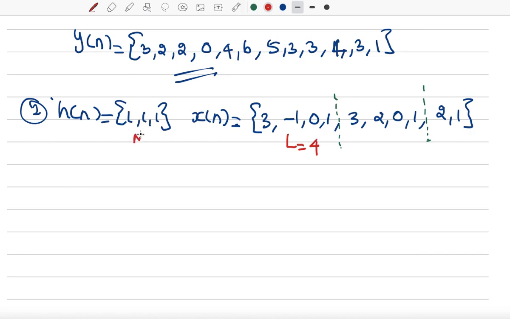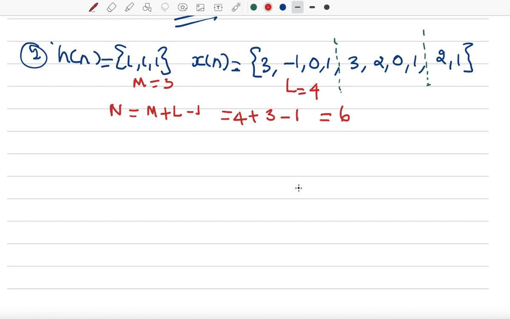Here m equal to 3. Okay, so what will be the new length? N equal to m plus l minus 1. So n equal to 4 plus 3 minus 1. So new length n equal to 6.